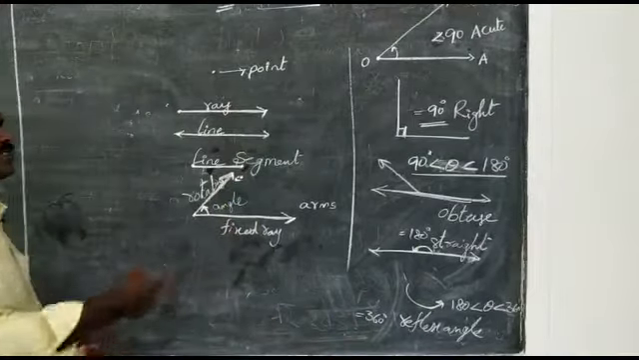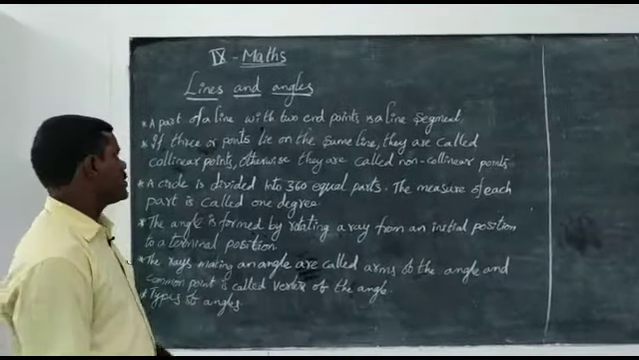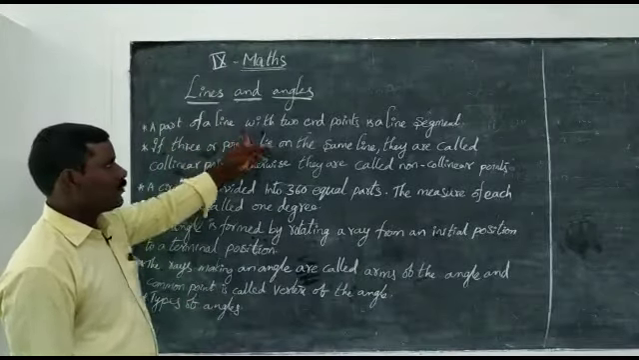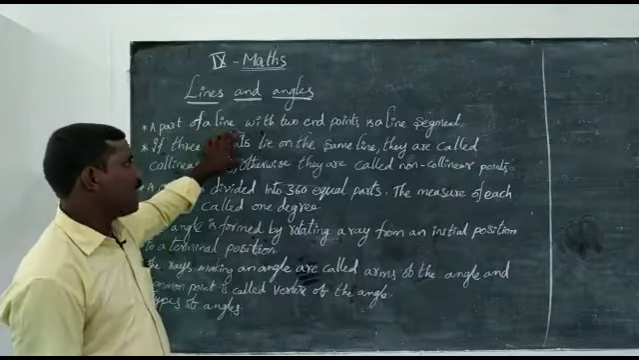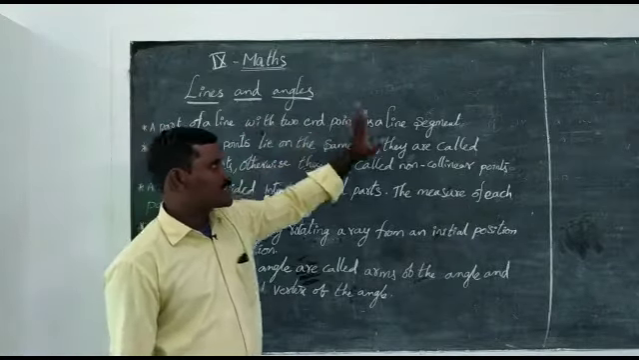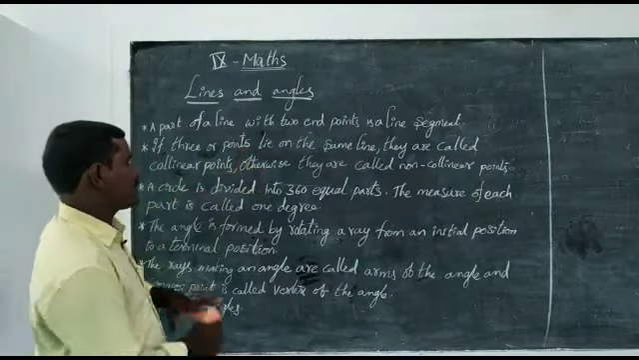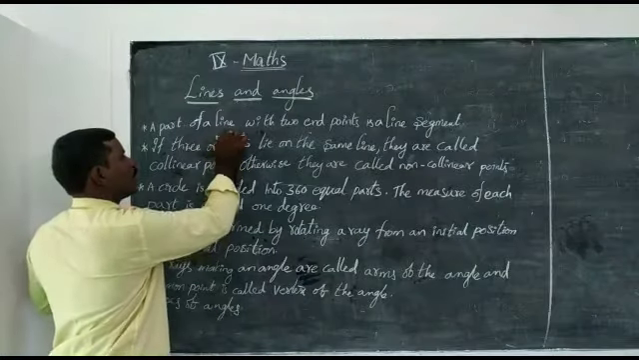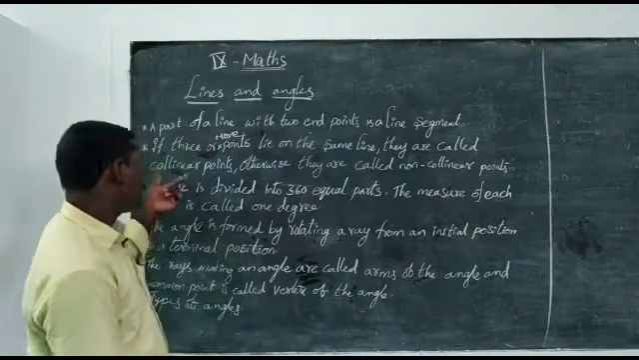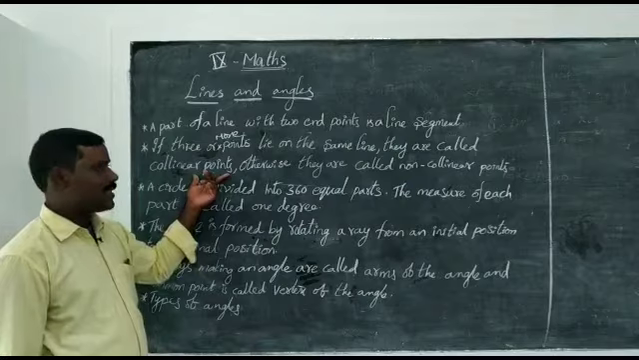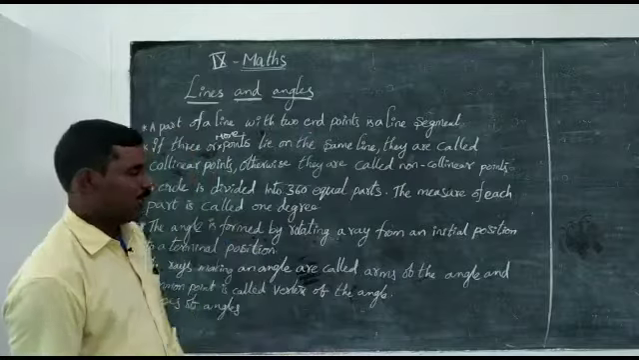Now see here, today's topic is lines and angles. A part of a line with two endpoints is called a line segment. If three or more points lie on the same line, they are called collinear points, otherwise they are called non-collinear.